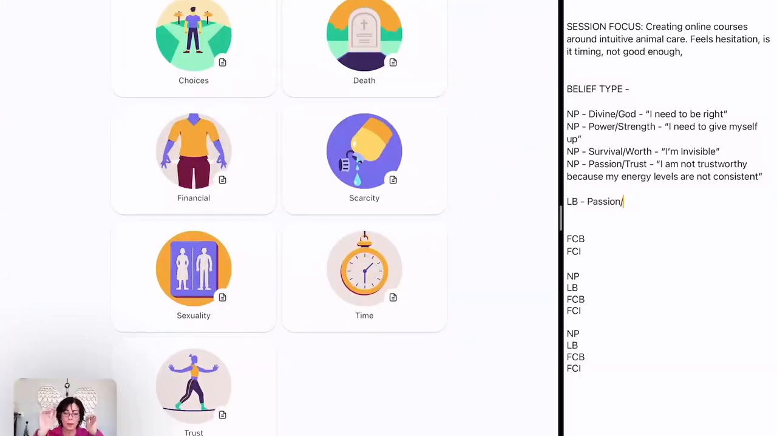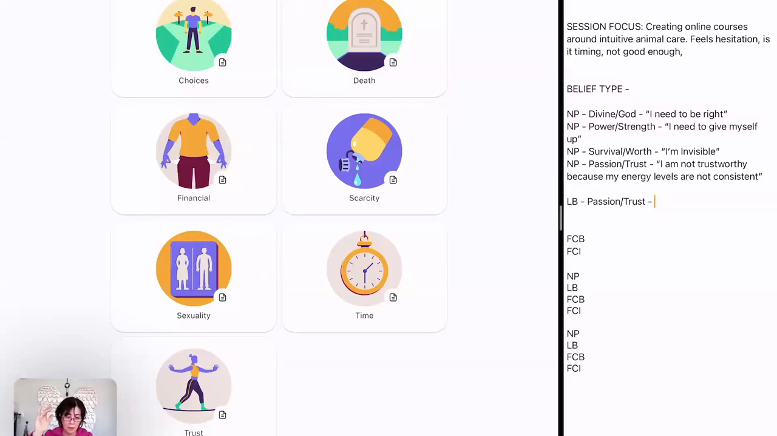Okay. Something to the left. Left, yes. Right, left. So is it choices, financial, sexuality, trust, passion, trust? Okay. So I will just say the limiting beliefs, they're usually the why to the negative programs, right? So why do I need to be right? Why do I need to give myself up? Why am I invisible? Why am I not trustworthy? Because my energy levels are not consistent. Yeah. So the invisible thing, I don't know, maybe that ties into the energy levels as well. Could be. Yeah. Okay. So we'll see.